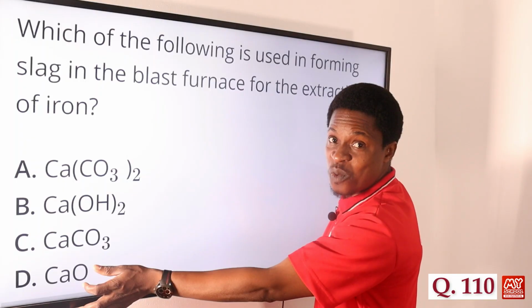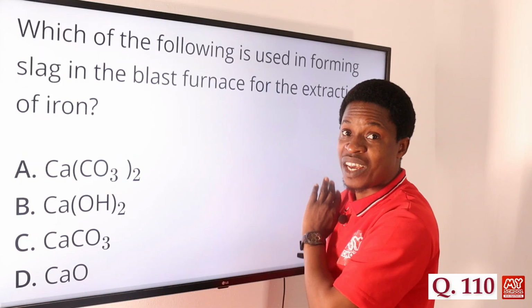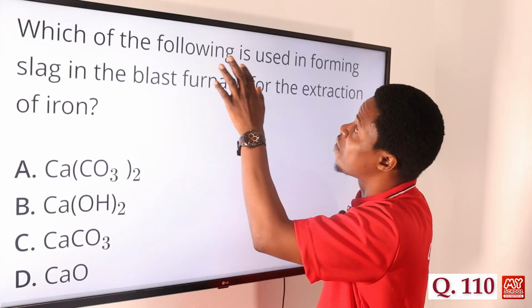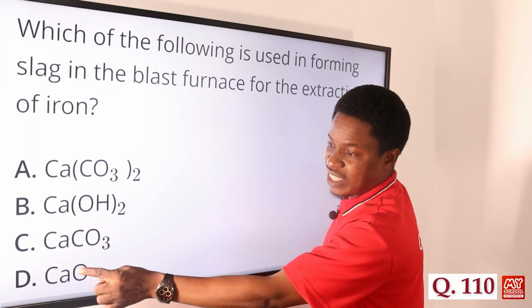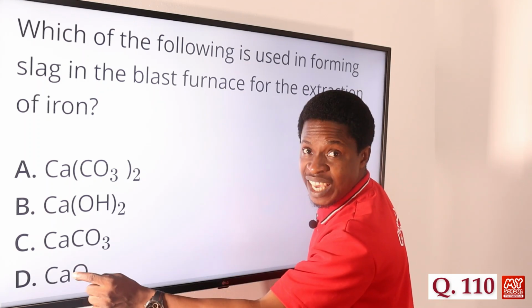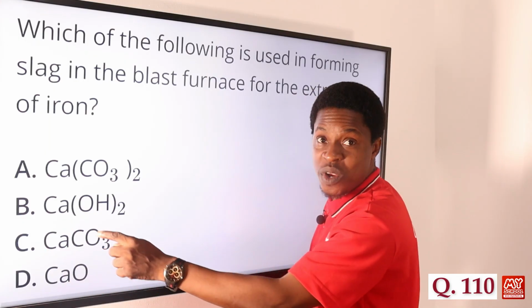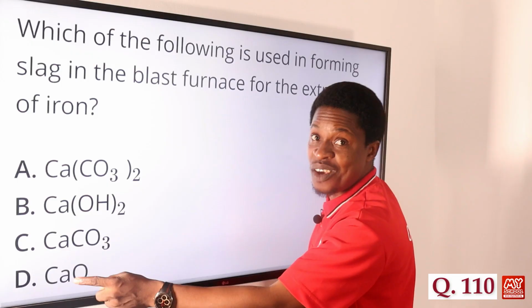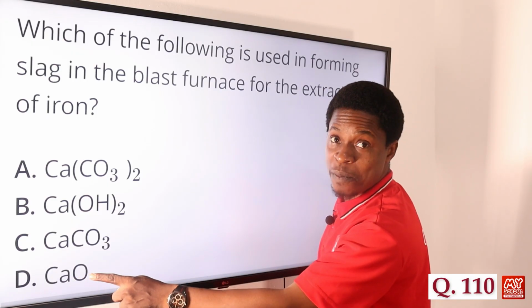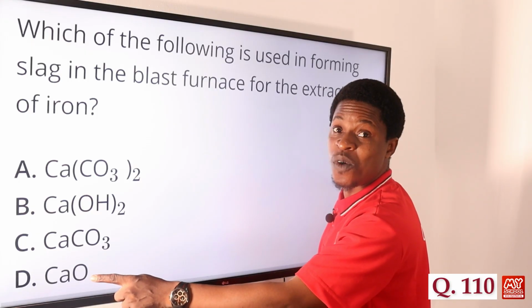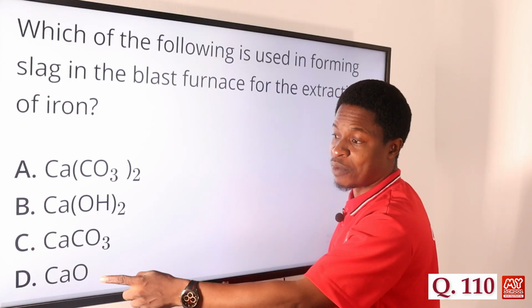Actually, calcium oxide is what we need to react with the SiO2 to form the Ca2SiO4. But the question said which of the following is used in forming slag. So what we need is CaO, but we will not get CaO without getting CaCO3. So CaCO3 is actually what we need to get our CaO. Okay, so don't get it mixed up by saying, no, let me go for CaO that will react with SiO2 to give Ca2SiO4. This will be wrong.